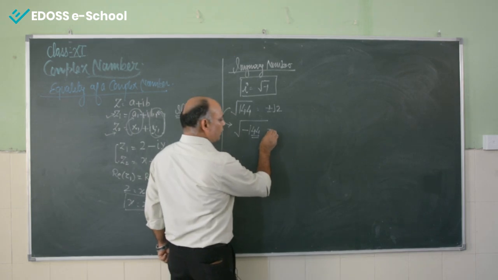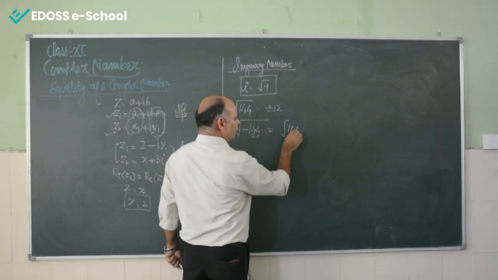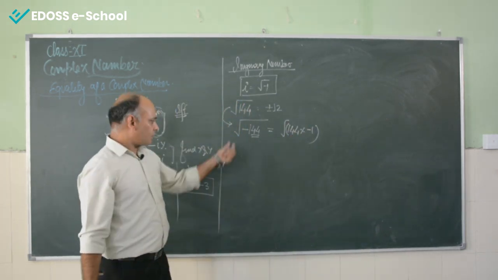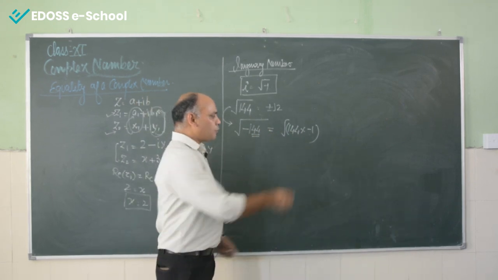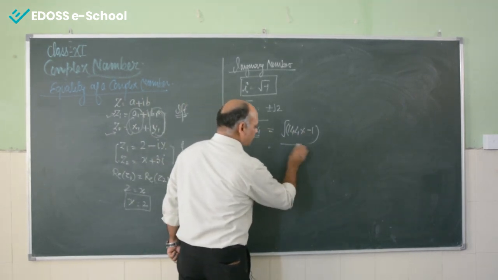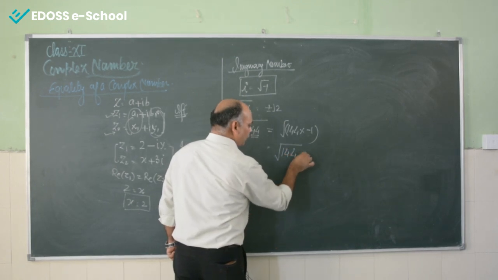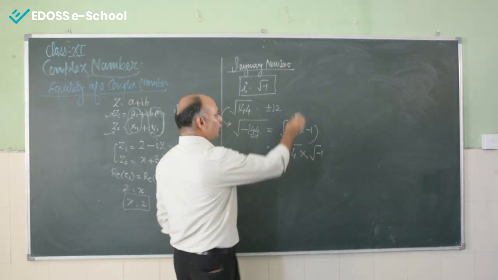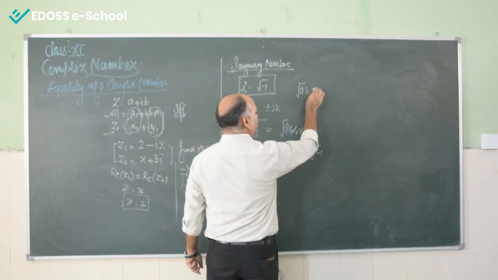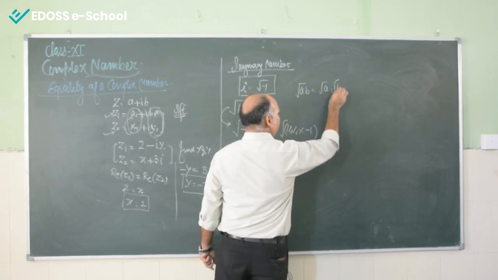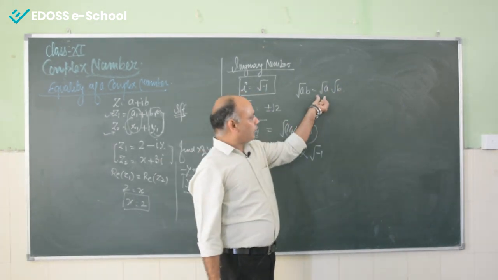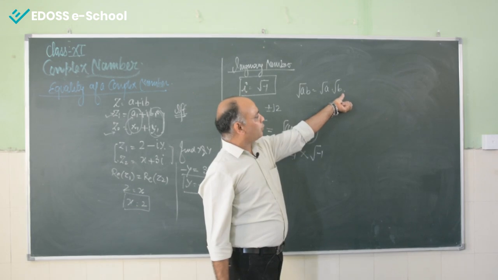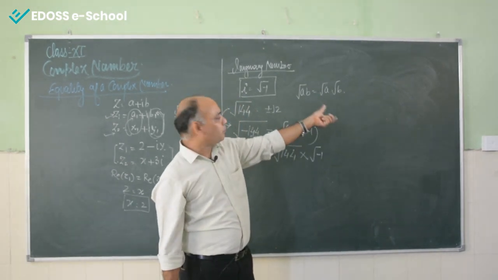Minus 144 can be written as under root of 144 multiplied by minus 1. First you can write it like this: 144 multiplied by minus 1. That means this can be written as under root of 144 multiplied by under root of minus 1. These both are separated. Why? Because under root of AB can be written as under root of A into under root of B, where into means multiplication. Under root of A multiplied by under root of B is equal to under root of AB.